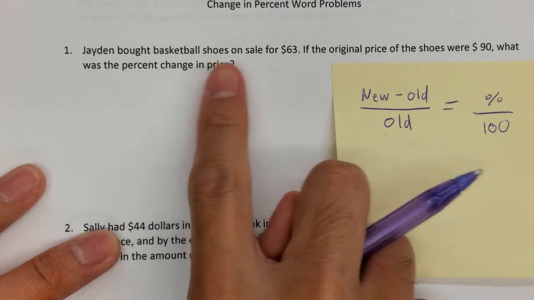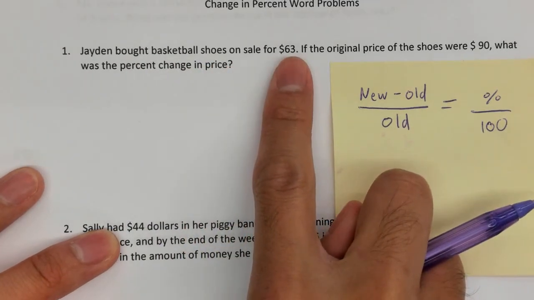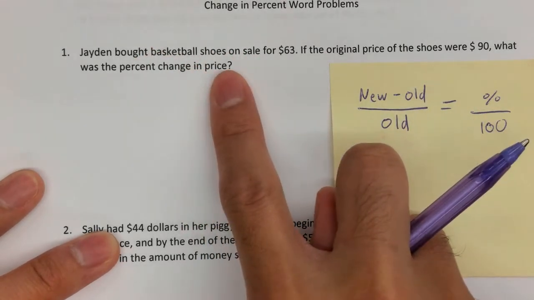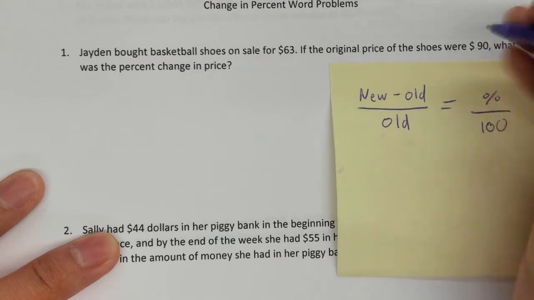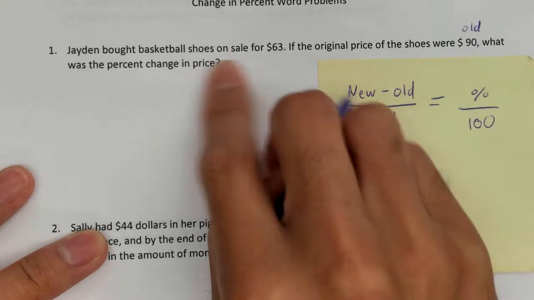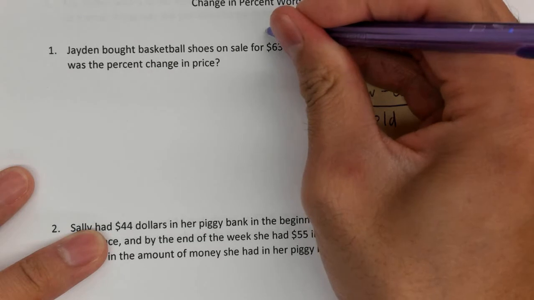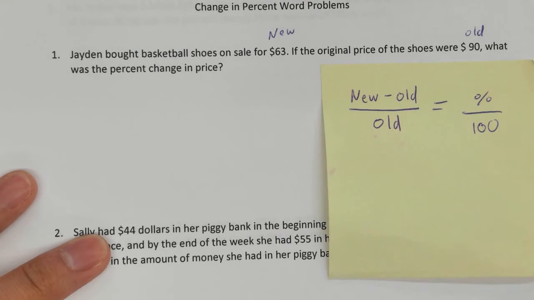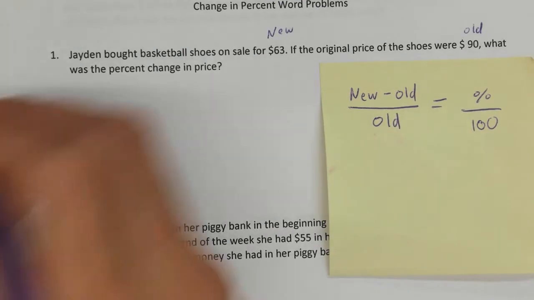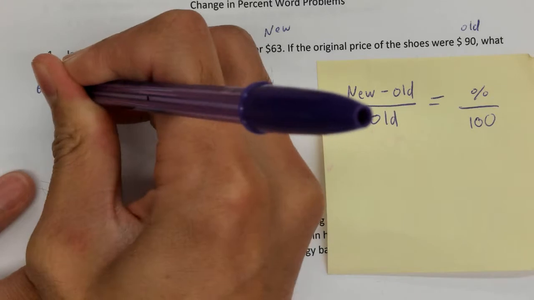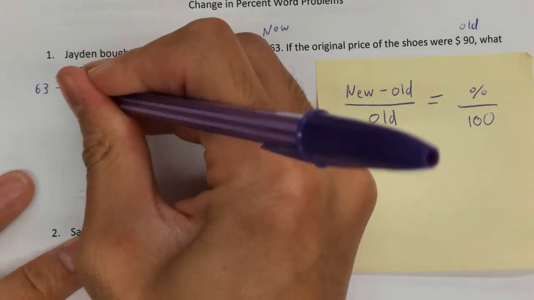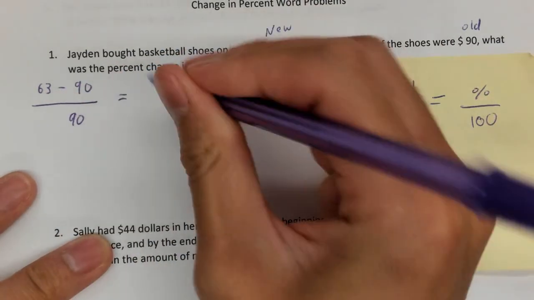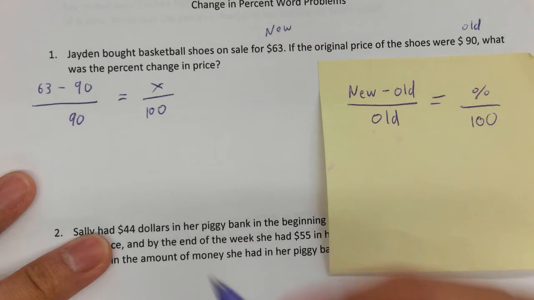So Jaden bought basketball shoes on sale for $63. If the original price of the shoes were $90, what was the percent change in price? So the original price was $90, so that's your old. He bought them on sale for $63, that's your new. Okay? Now it's the same thing as last week. Just plug and chug. We got 63 minus 90 over 90 equals X over 100.